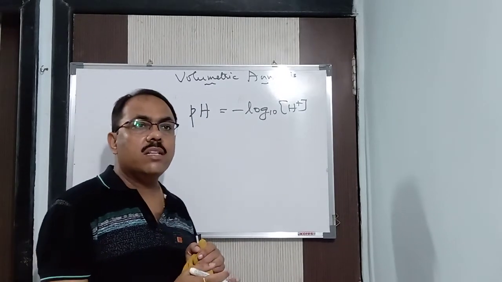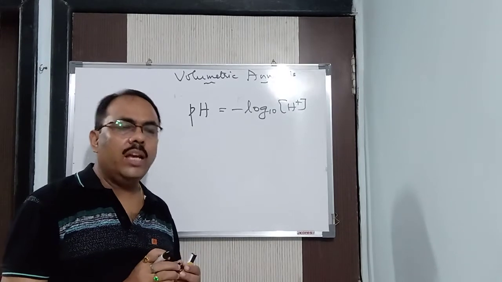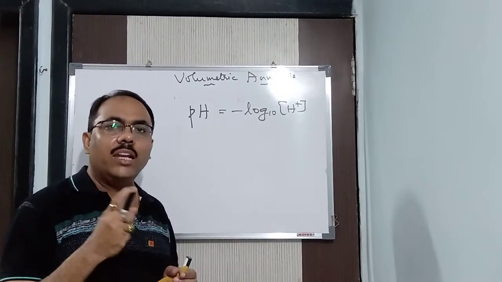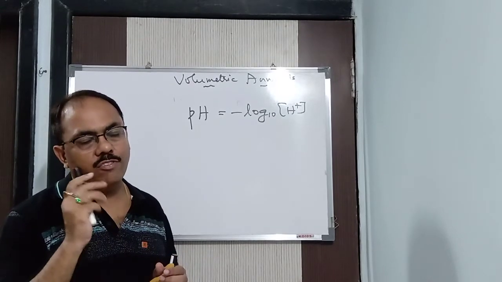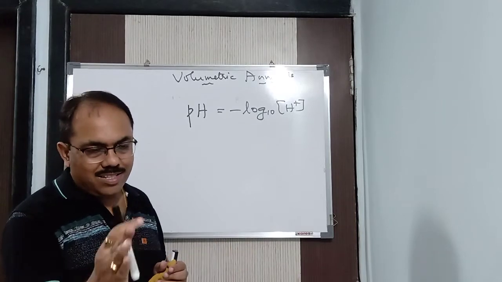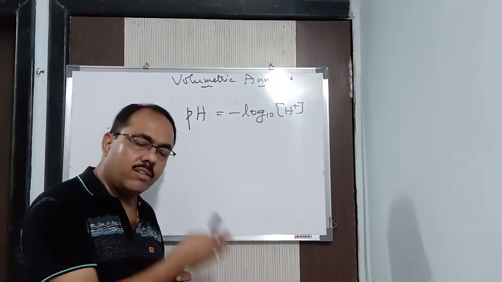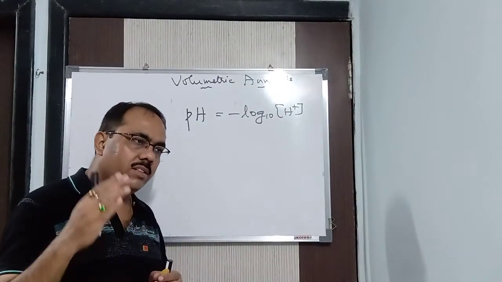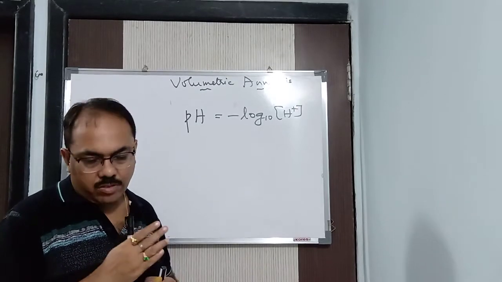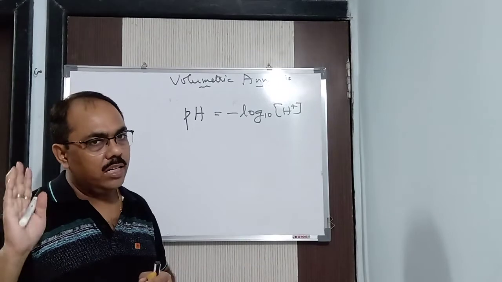pH is nothing but a universal indicator, which not only indicates whether the substance is acidic, basic or neutral, but also gives a value. If the value of pH is 7, it is said to be neutral. If it is less than 7, that is 6, 5, 4, 3, 2, 1, the acidic character increases. Similarly, if it is more than 7, that is 8 up to 14, the basic character increases. You studied all these things.